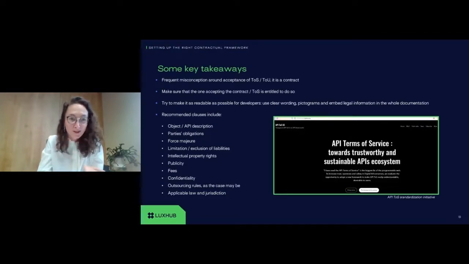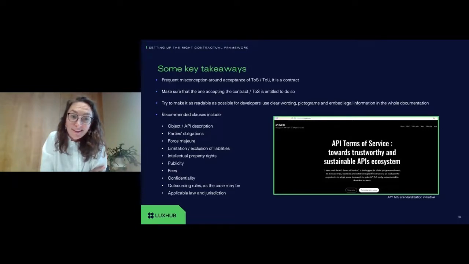I have no magic answer to this, unfortunately, apart from drafting a specific wording, and that's what we've been doing: specific wording saying, if you accept the terms and conditions, you confirm to us that you are entitled to do so. That's one way to make sure that the person you have in front of you is really the one entitled to accept them.